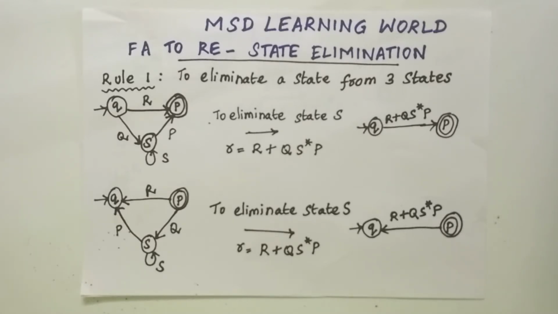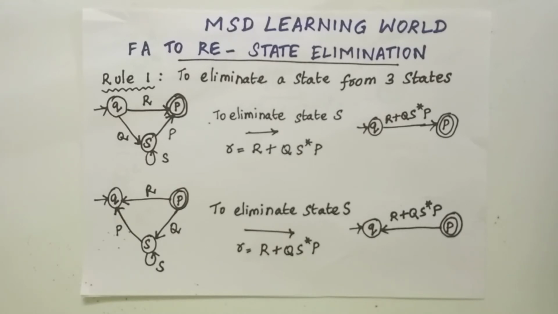The rules for the state elimination method are: the first rule is, you should not eliminate the initial and final state. You should start eliminating only the intermediate states. Then after eliminating all the intermediate states, you can eliminate the other states if they are not final states. So the initial and final states are never eliminated in this method.